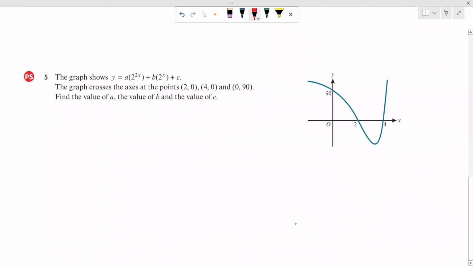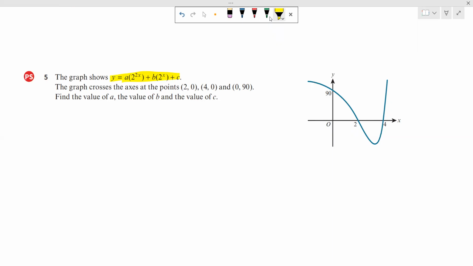Okay, here it is given that the graph shows y equals a into 2 to the power of 2x plus b into 2 to the power of x plus c. The graph crosses the axis at the points (2, 0), (4, 0) and (0, 90). Find the value of a, the value of b and the value of c.